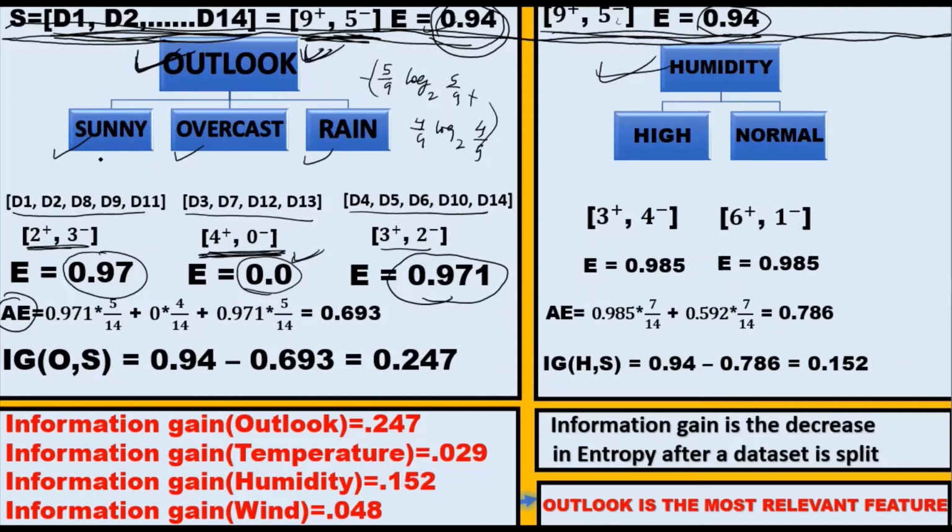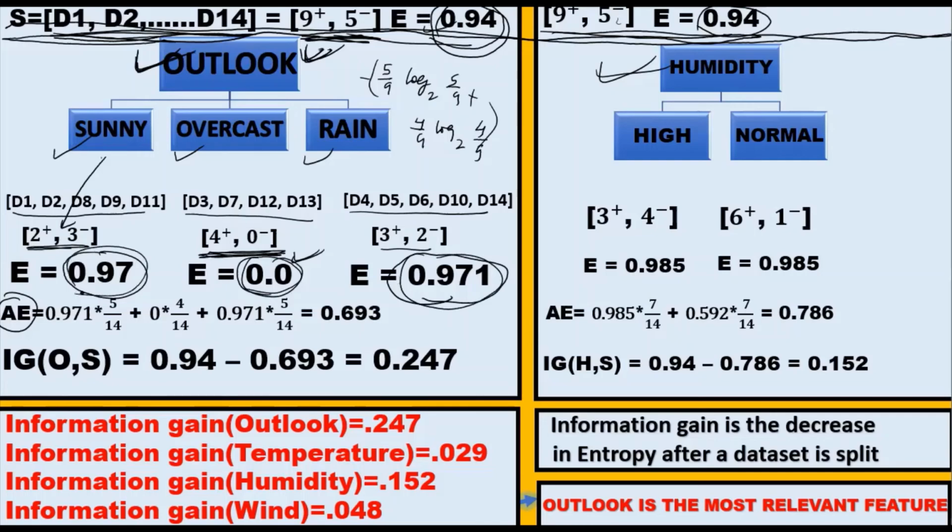Now, when you come to this one, Sunny, you have to consider this. So instead of 5 by 9, you write 2 by 5. 2 by 5 log 2 of 2 by 5, base 2. Then 3 by 5 log 2 of 3 by 5. Here, the second term, multiply by minus, you will get this one. It's very simple, a simple formula.